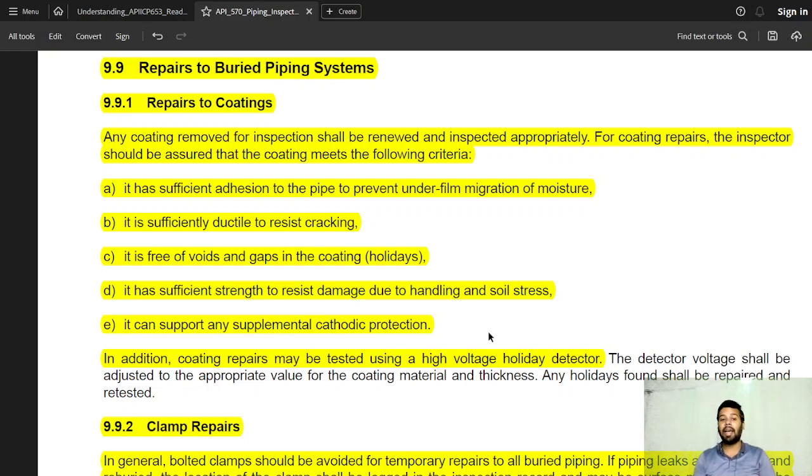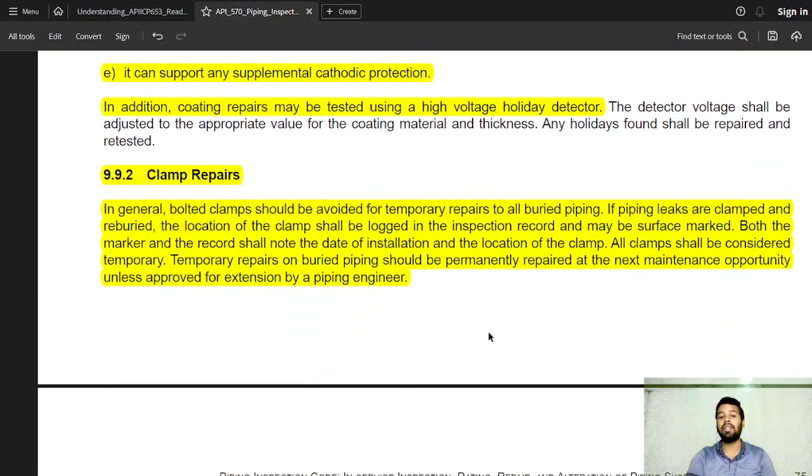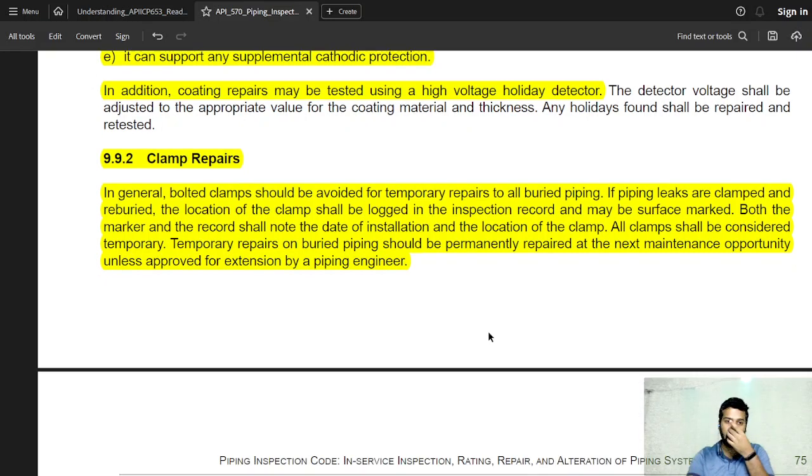It is free of voids and gaps in the coating. It has sufficient strength to resist damage due to handling and soil stresses. It can support any supplemental cathodic protection. In addition, the coating repairs may be tested by using high voltage holiday detectors, or you need to do holiday surveys for inspecting the coating, to see if there are any holes in the coating or any delamination happening. Clamp repairs.